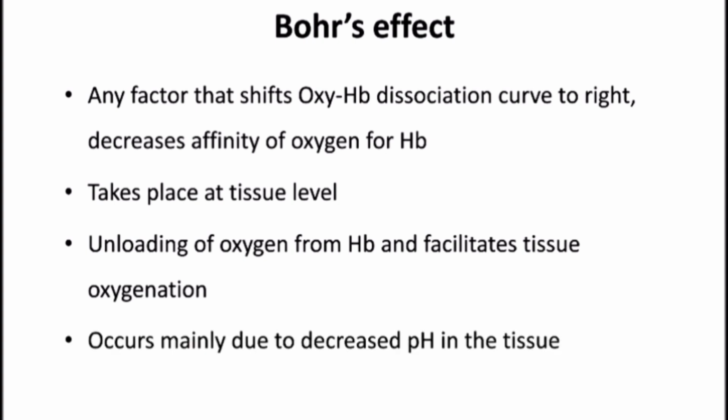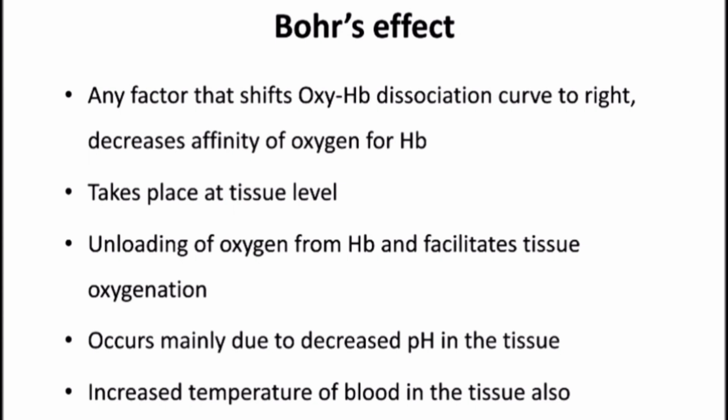It occurs mainly due to the decreased pH in the tissue. Obviously, the right shift factors: one is decreased pH and the second one is decreased PO2 content. Those are the main two factors seen in the right shift. And you can see increase in the carbon dioxide level, increase in the H plus concentration, and increase in the temperature of the blood, etc. So all are the right shift factors. Again, the right shift factors are mentioned here.